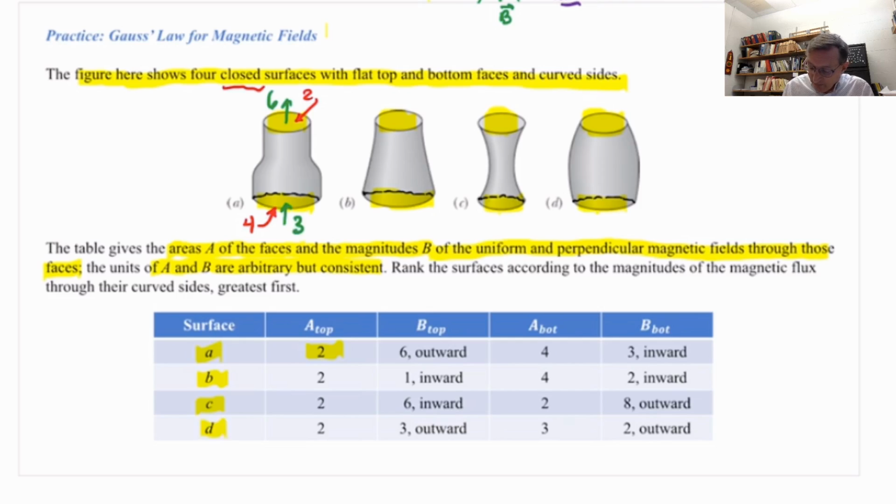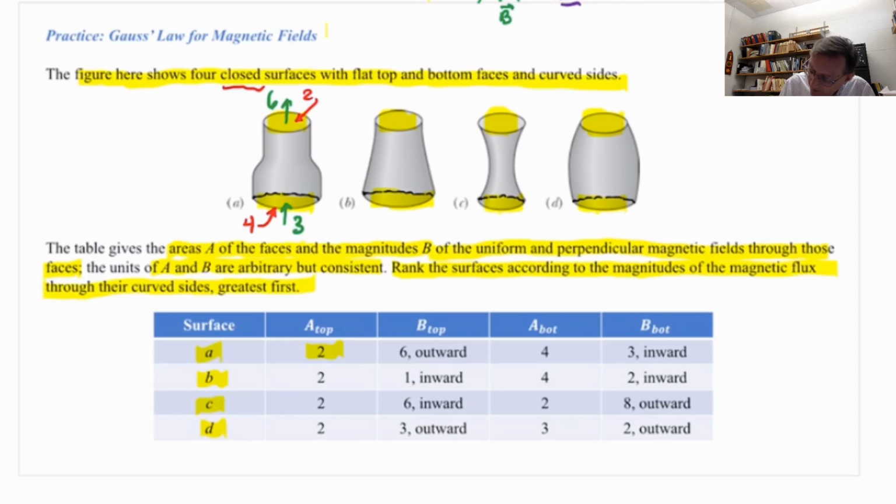Here comes the question, or the task. We are to rank these surfaces according to the magnitude of the magnetic flux through the curved side, greatest first, for each one. You've got to figure out how big is the magnetic flux, not through the top, at least that's not going to be the answer, not through the bottom, but through the curved side. So let me help you set it up a little bit here to get you started, but then you're going to finish it and put your answers on Blackboard. Well, it's practice with Gauss's law for magnetic fields.